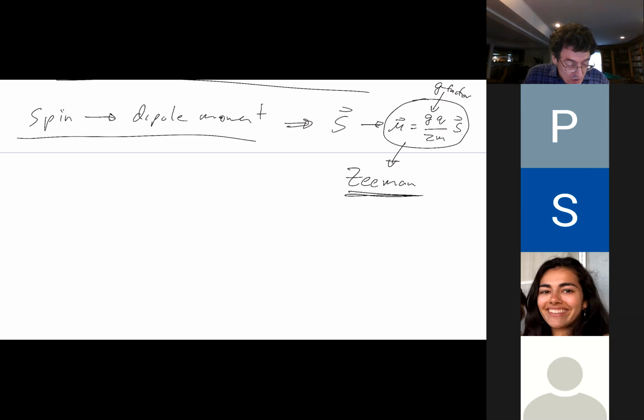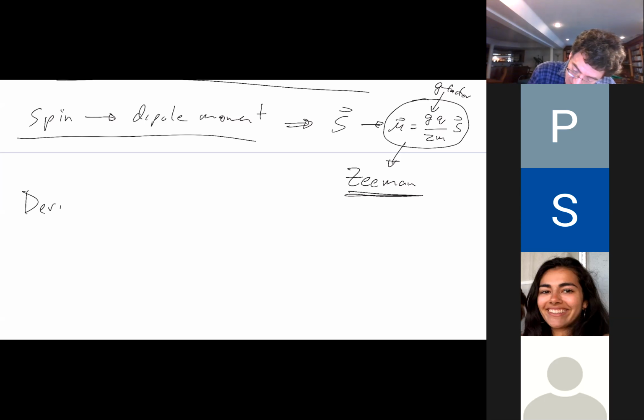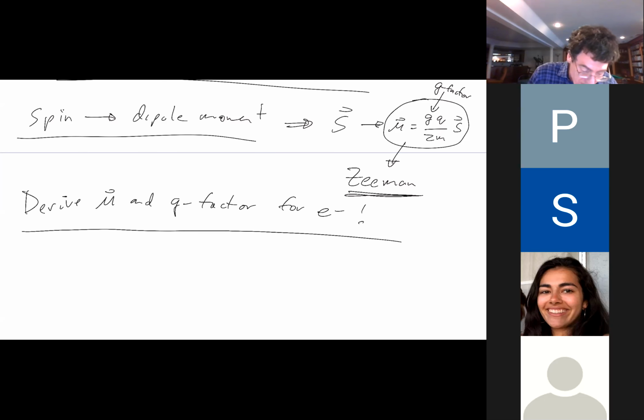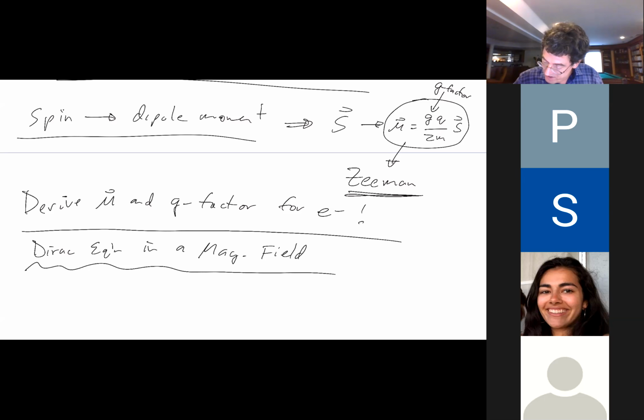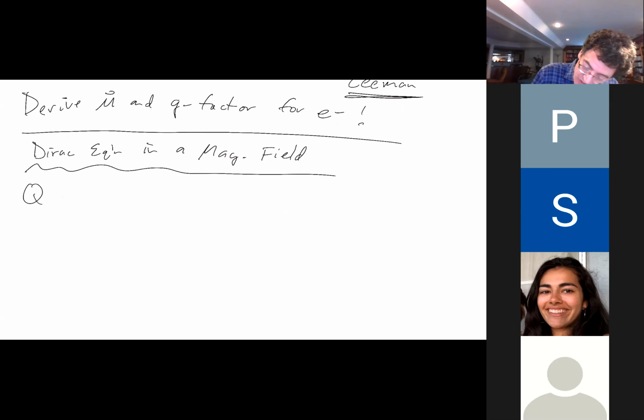So let's do it. Let's derive the magnetic moment and g factor for the electron. To do that, let's solve the Dirac equation in a magnetic field. All right? To do quantum mechanics in a magnetic field is slightly tricky.